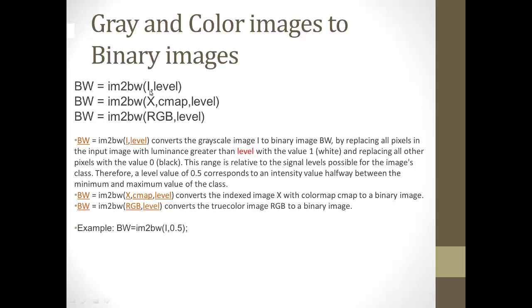For example, you see this I, that's the image matrix. The level means the threshold. Threshold means, for example, in the image there are different values. If I put some level there, that means if the pixel value is more than the level, it will be converted to 1. If the pixel value is less than the level, it will be converted to 0. Generally, the level value will be from 0 to 1.